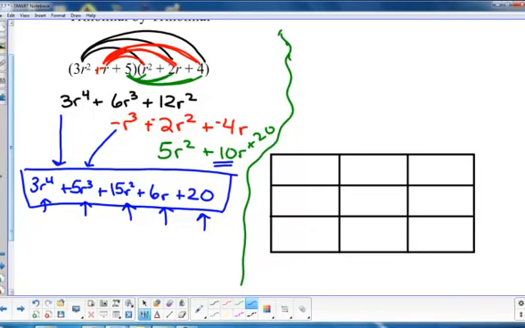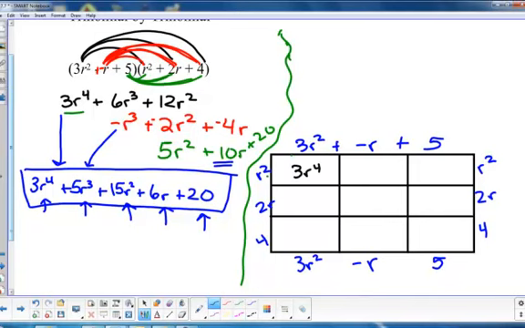You want to try this with the box? You do. 3r squared, negative r, 5, r squared, a 2r, and a 4. I'm going to just rewrite this over here. R squared, a 2r, and a 4, and a 3r squared, a negative r, and a 5. So 3r to the 4th. The 3r squared and the 2r give us 6r cubed. And then the 3r squared and the 4 give us our 12r squared.